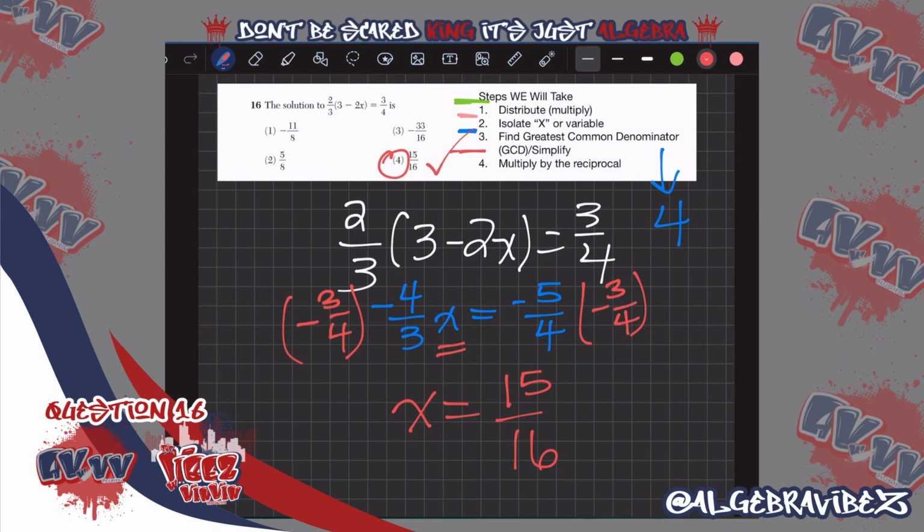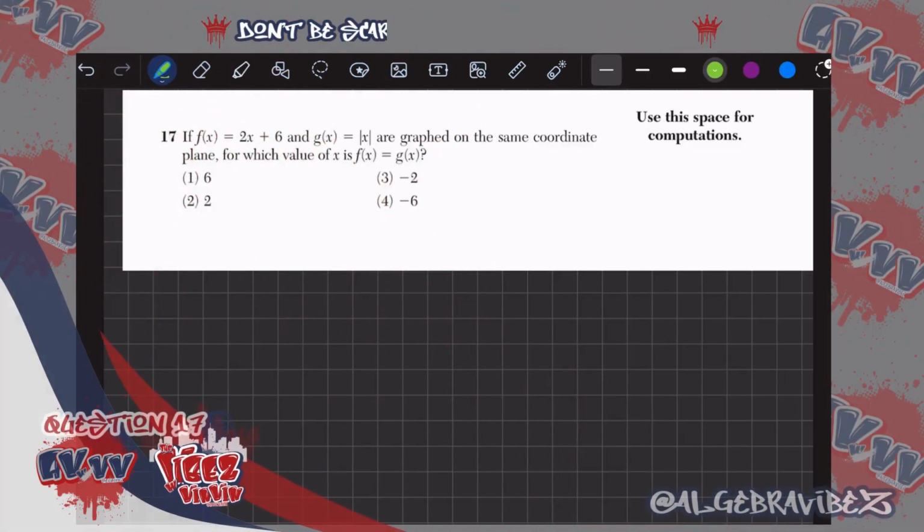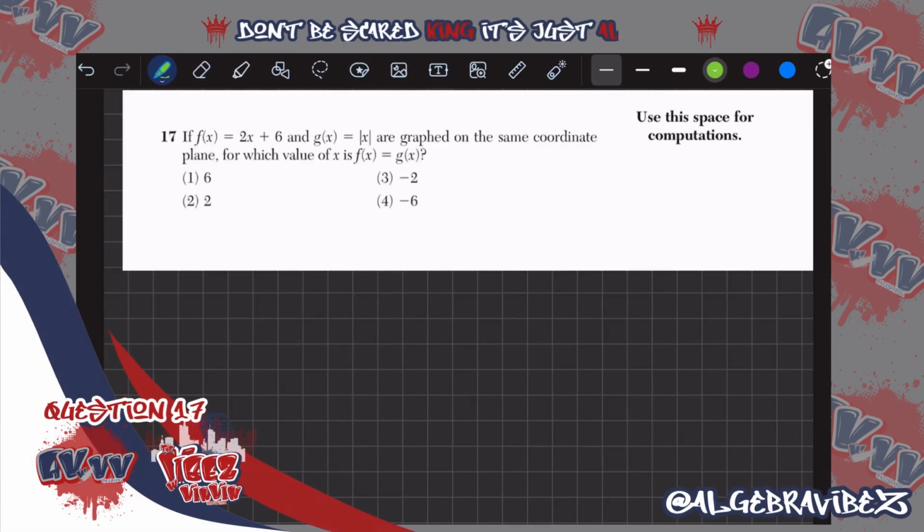Good job, everybody. All right, ain't nothing to this one but to just do this one. So this is question 17. If f of x is equal to 2x plus 6 and g of x is equal to absolute value of x, and they're graphed on the same coordinate plane, for which value of x is f of x equal to g of x? Now, mind you, all we really have to do is just substitute these values in. So the first thing I'm going to do, and we can eliminate some of these answers, is put in this value first into our equation.